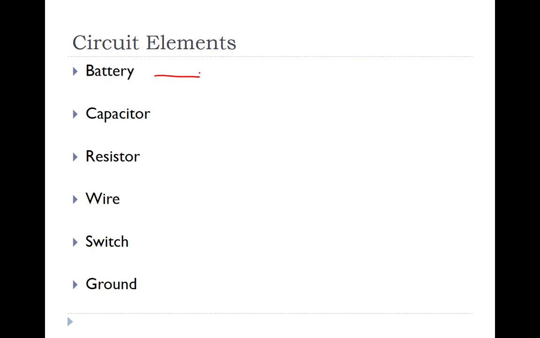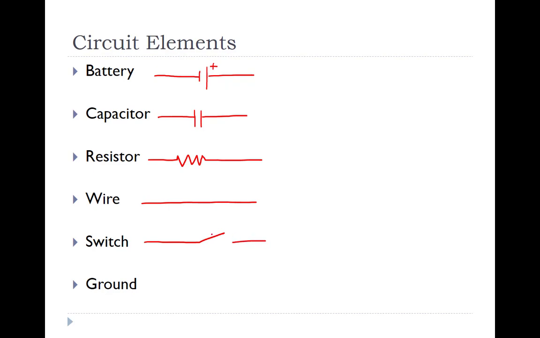So starting with a battery, we have a wire, two parallel lines, but one is bigger than the other, with the bigger line being the positive terminal of the battery. We have a capacitor, which looks a lot like a battery, but the lines are the same size. A resistor is a zigzag. A wire is just a straight line. A switch is a straight line with a break in it. So this switch is open and no current can flow through that particular wire.